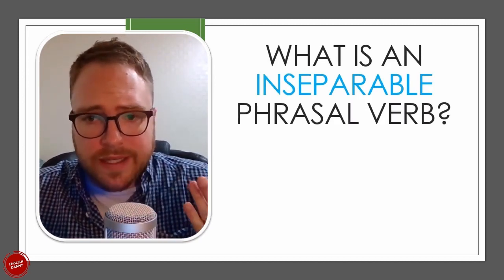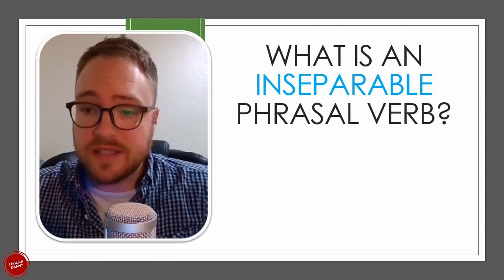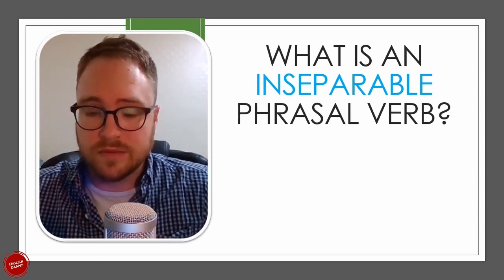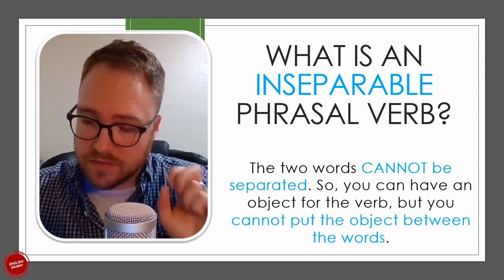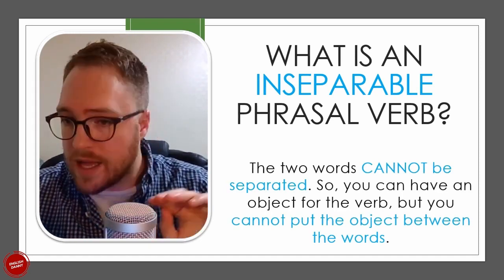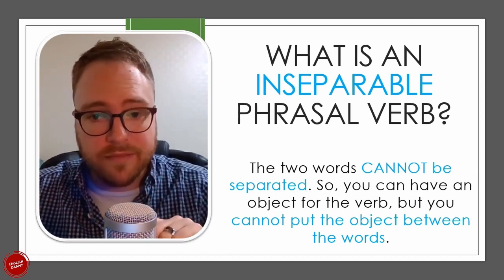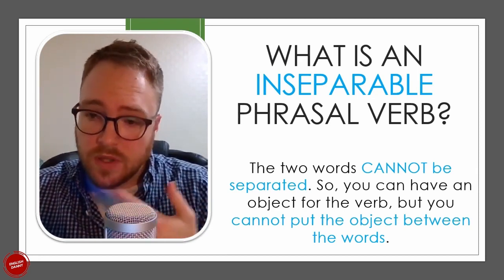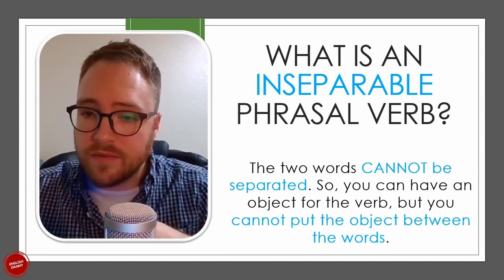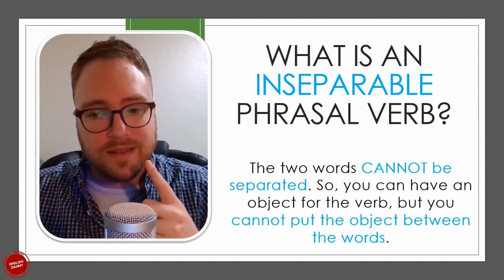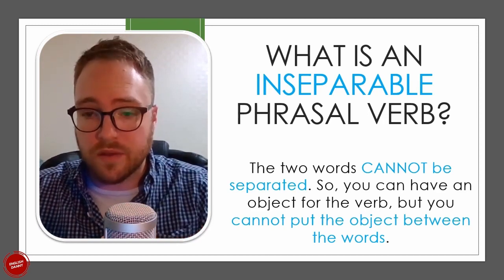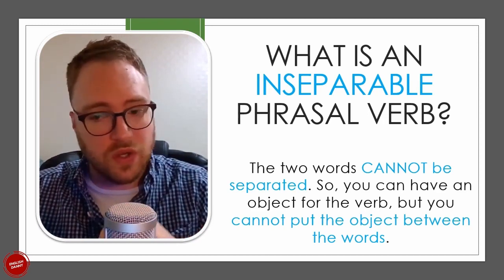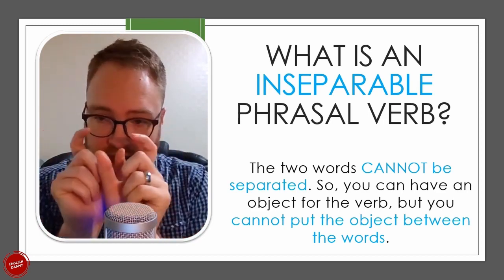All right, so now let's move on to talking about inseparable phrasal verbs. So, what is an inseparable phrasal verb? Well, it means that the two words in the phrasal verb cannot be separated. So, you can have the object for the verb, but you cannot put the object between the words. Okay? So, they must stay together.